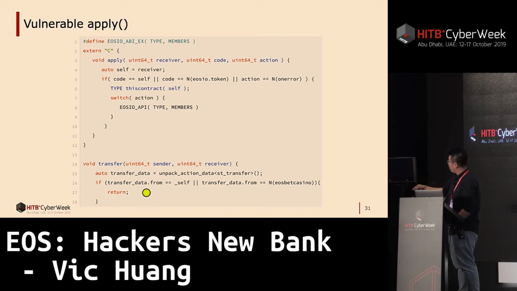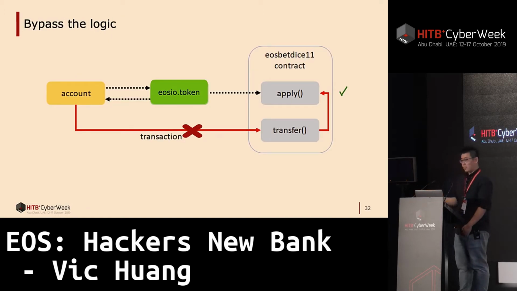Because we found that in the transfer function, there are no checks on the caller. So if we can guess the function name and the variables here, we can directly call the transfer. And this is the attack flow.